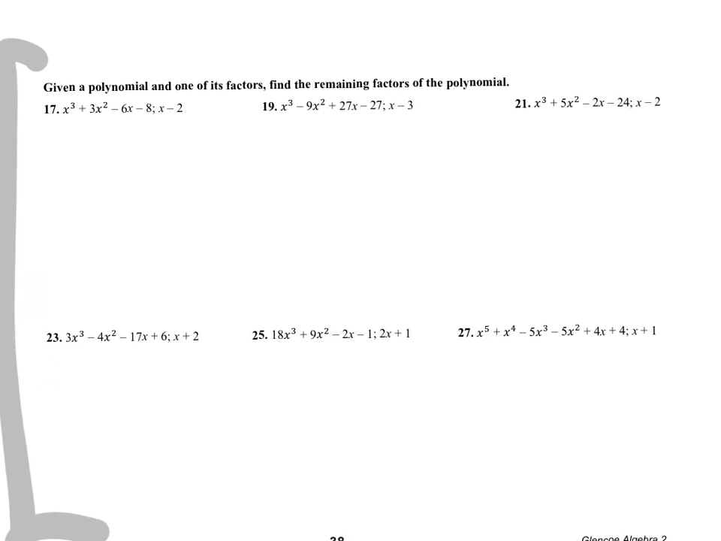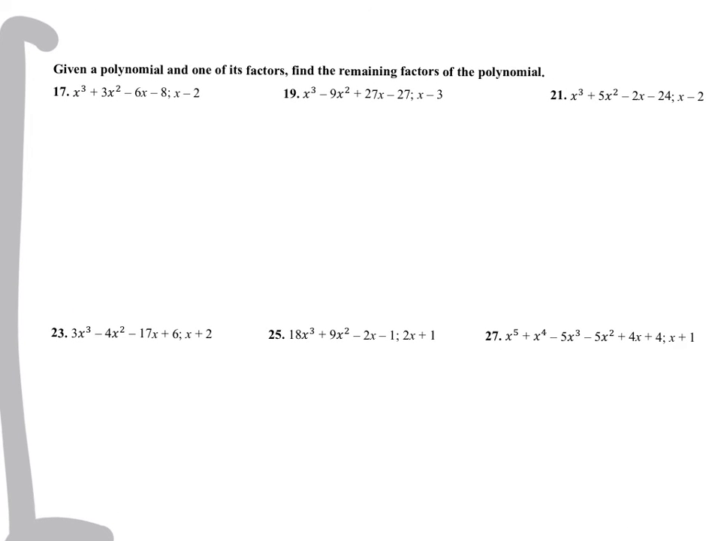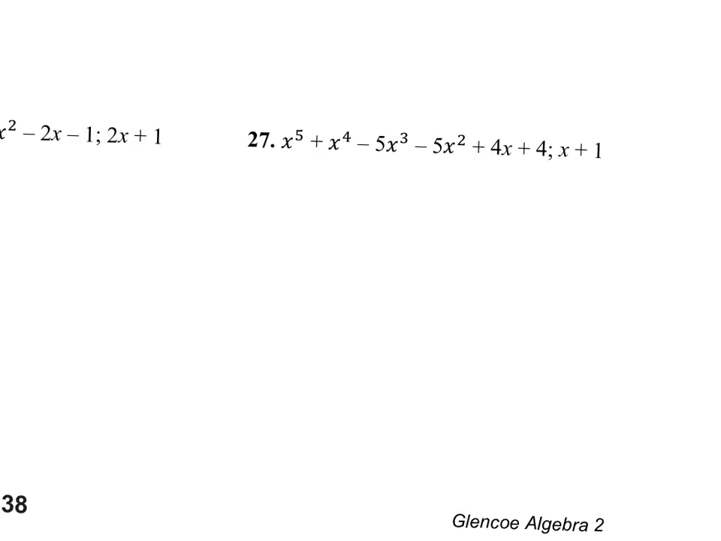How about this? Pick one of these, because this one's a little more fun, where they give you a polynomial and they tell you, with this semicolon, that x minus 2 is a factor of this polynomial, and they want you to find the other factors. So I don't know, which one would you like to see? 17, 19, 21, 23, 25, or 27? 27. Sure, why not? Let's do 27.